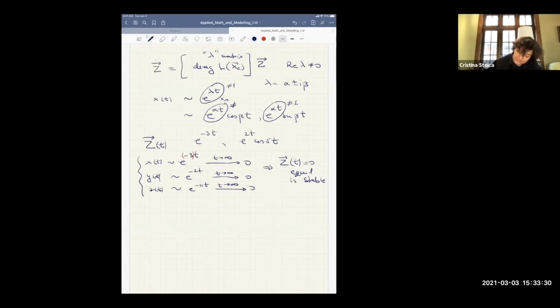But what does this z equals zero correspond to? This corresponds to y equals zero as well, right? Remember y was x minus x_e. So it corresponds to the equilibrium, x equals x_e.